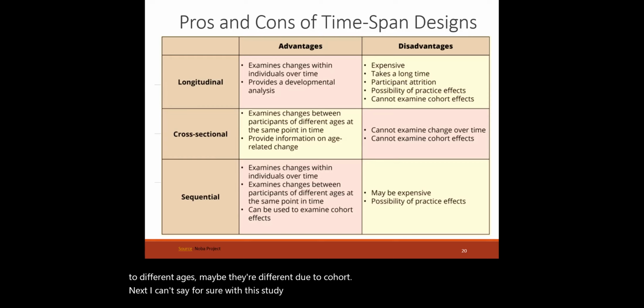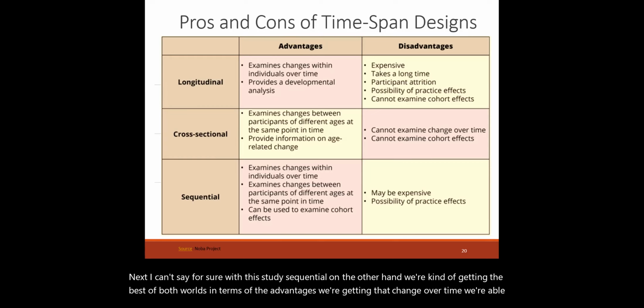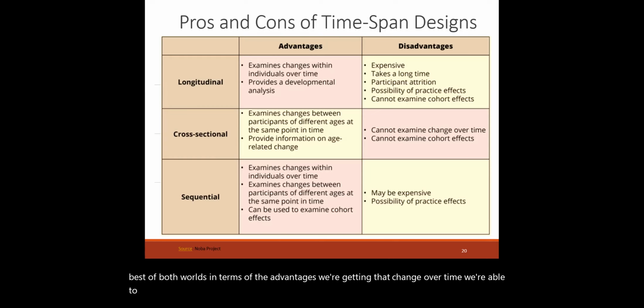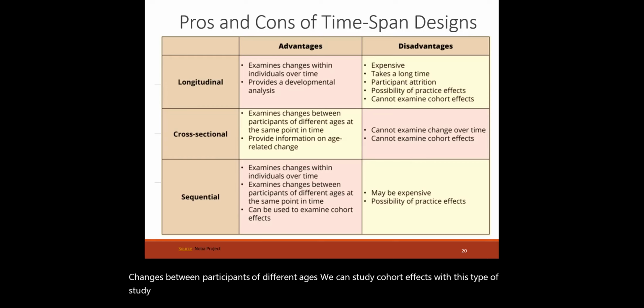Sequential, on the other hand, we're kind of getting the best of both worlds in terms of the advantages. We're getting that change over time. We're able to see changes between participants of different ages. We can study cohort effects with this type of study. The downsides, though, can be expensive, can have practice effects.